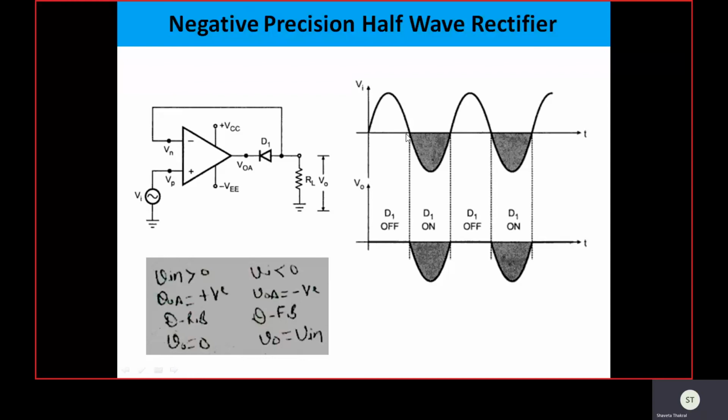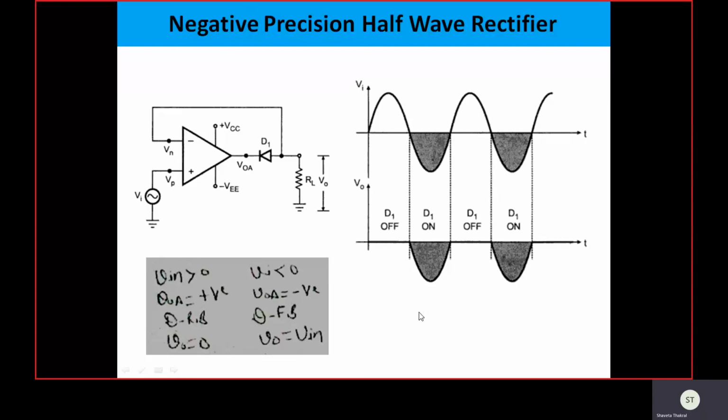As the input is negative going, the output obtained is also negative going. So corresponding to the negative half cycle, we are getting the negative half cycle of output. In this way, the applied AC signal is converted to pulsating DC and the rectification is achieved. But again, the circuit suffers from the same limitation.